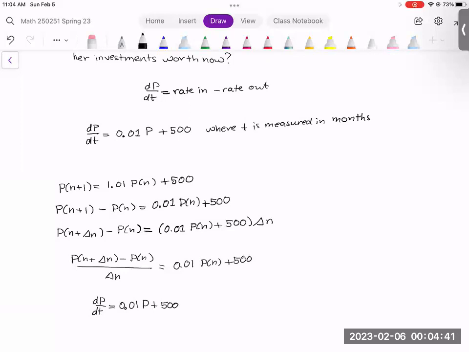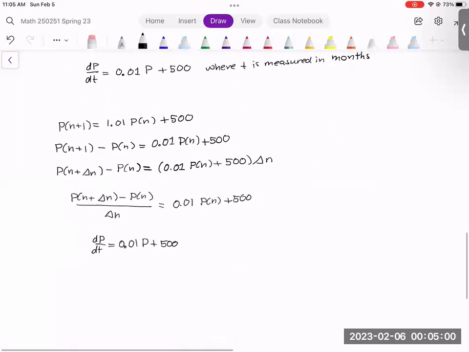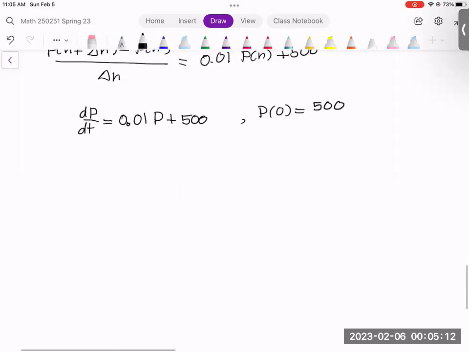All right. So let's take a look at how we solve this problem. We were assuming that we started with an investment of $500 10 years ago. So let's let that initial investment 10 years ago be our starting time. Okay. So we're going to be using this equation dP/dt equals 0.01 P plus 500, and P of 0, our initial investment, was $500. All right, let us solve this equation.